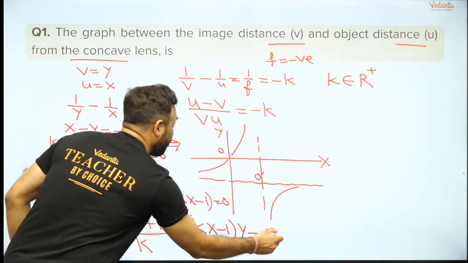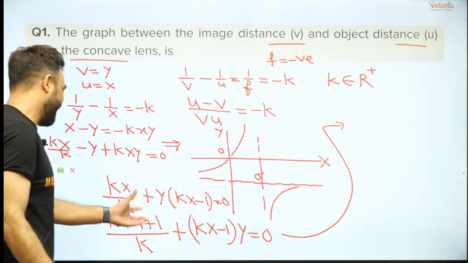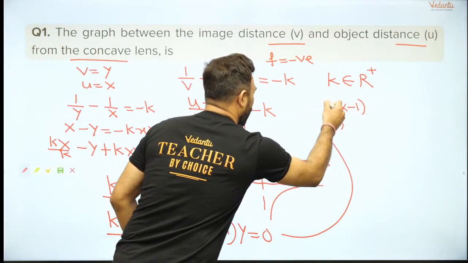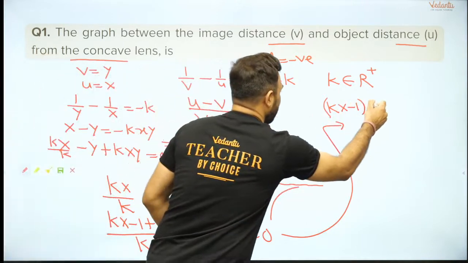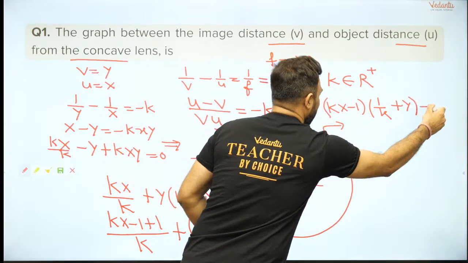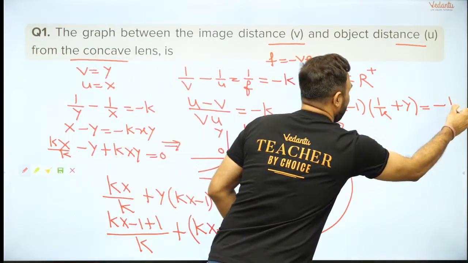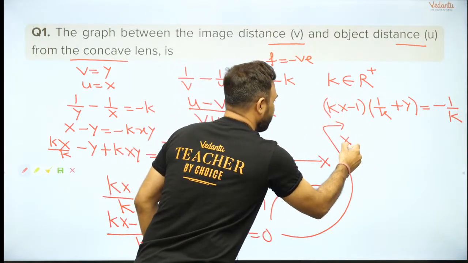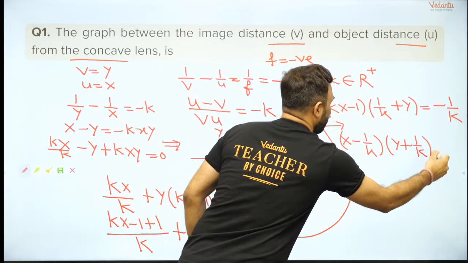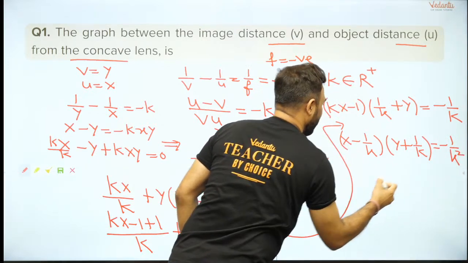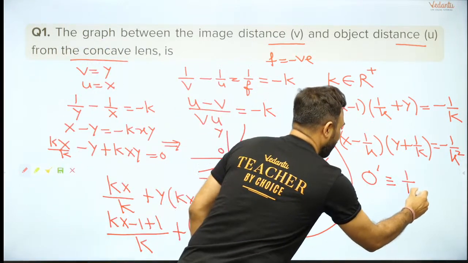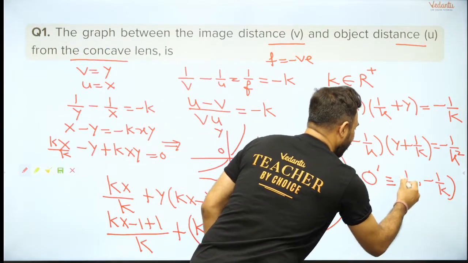Now what can I do? I can add and subtract 1. So (kx minus 1 plus 1) upon k plus (kx minus 1) multiplied by y is equal to 0. And check, students, this equation is a rectangular hyperbola, because if I take kx minus 1 as common in the first term, I'll have a coefficient which is 1 by k plus y, and on the RHS I'll have minus 1 by k. Now I will take k common out. So it is (x minus 1 by k) into (y plus 1 by k) is equal to minus 1 upon k square.